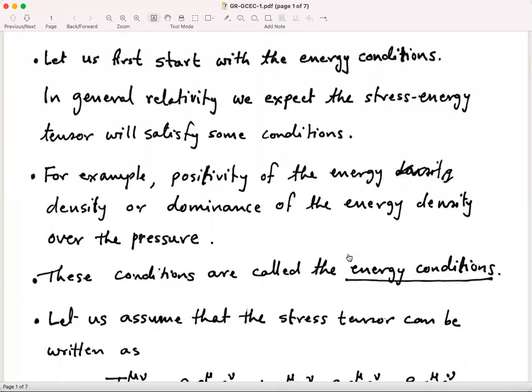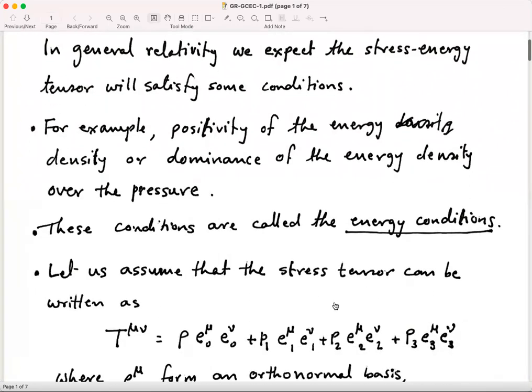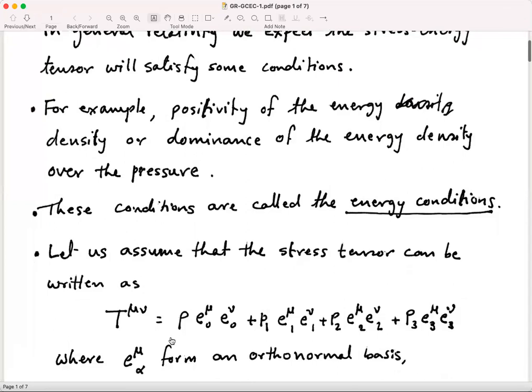Okay, so to understand what these energy conditions are, let's assume that the stress tensor can be written in this particular form. T mu nu is the stress tensor, and it is written as rho E0 mu times E0 nu plus P1 E1 mu times E1 nu plus P2 E2 mu times E2 nu plus P3 E3 mu times E3 nu, where E mu alpha, alpha taking values 0, 1, 2, 3, are basically orthonormal bases in the space. Mu nu are, of course, the curved indices.